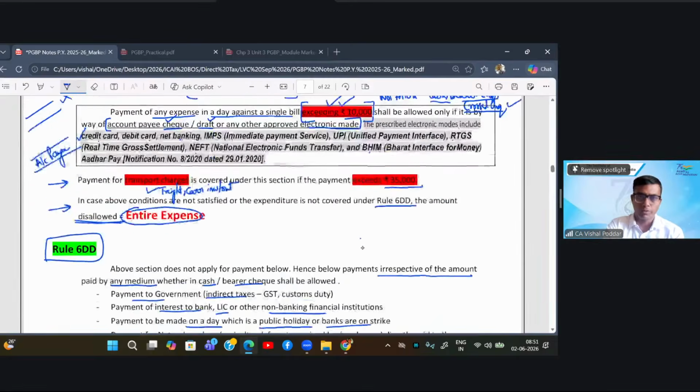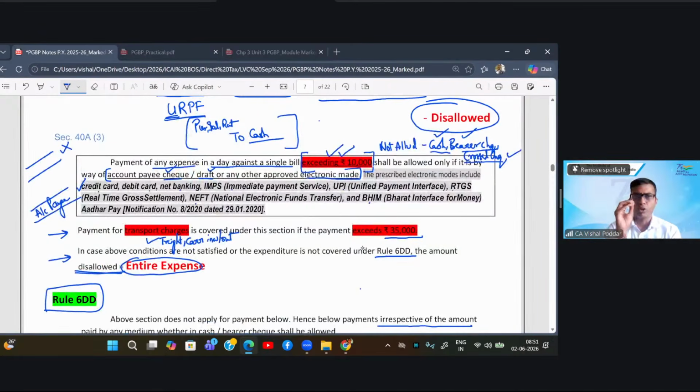So what is this restriction? Your payment in a single day against a single bill, if it exceeds 10,000, it will be disallowed. And how much will be disallowed? Entire amount. So let us say I have purchased stationery. The bill is rupees 12,600. I made him payment in cash. What will be the result?